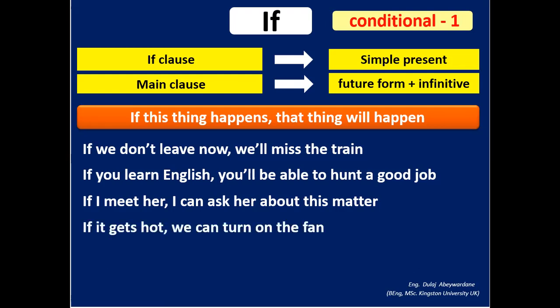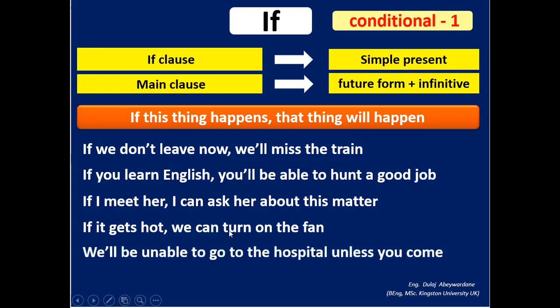Right, and I'm going to move to our next example. If it gets hot, we can turn on the fan. Something general. You can see it's not definite to use will. All right, another example: we'll be unable to go to the hospital unless you come. I need to go to the hospital to check on my brother. He has been admitted to the hospital, so you must come immediately, or we'll be unable to go.